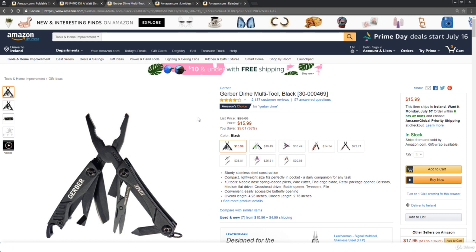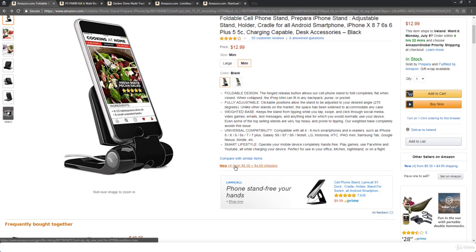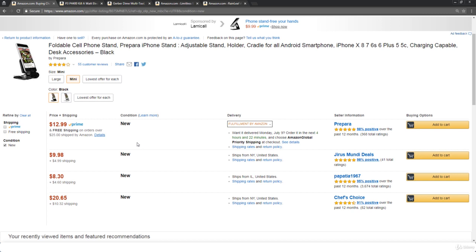There are a number of factors that determine which seller wins the buy box at any time. Now, a key factor is price, but it's not the only factor. Now, a lot of people say no matter what, the lowest price is going to win the buy box. That is not always true. If we look back here at this listing, there are 4 sellers on this listing, and in fact, the seller that has the buy box right now does not have the lowest price.